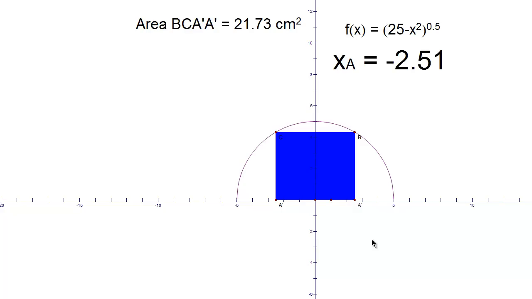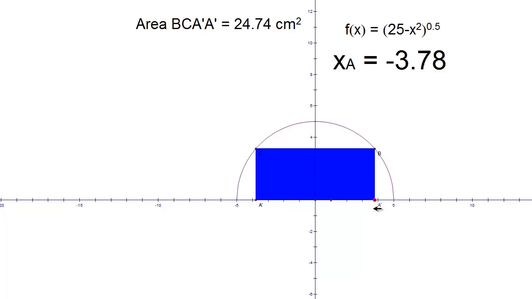Hi there. In this video we're going to look at an optimization problem, and this problem involves maximizing the area of a square inscribed in a semicircle. I take that back, it's not a square, it's a rectangle. It's a rectangle inscribed in a semicircle. So you can see what I've done is I've constructed this rectangle so that as I move it, it stays inscribed and the area changes.